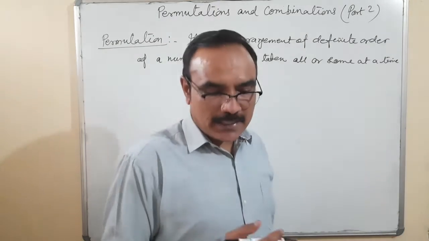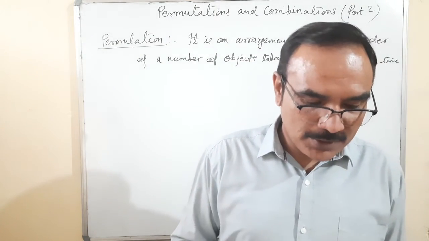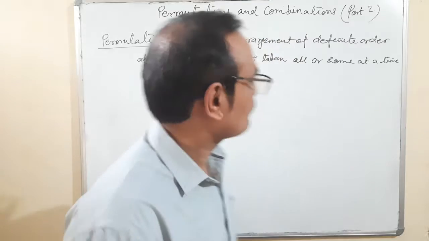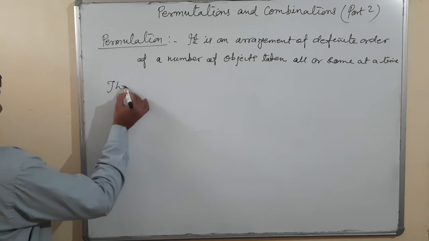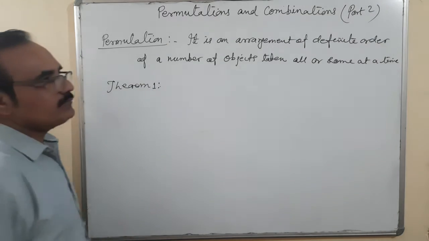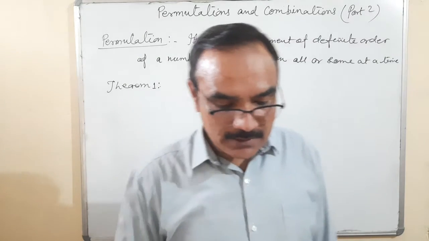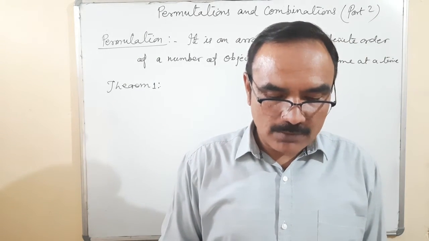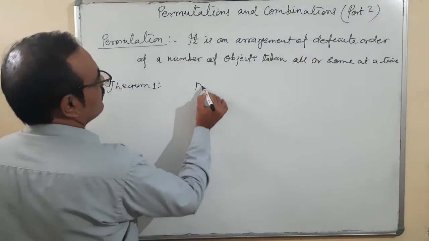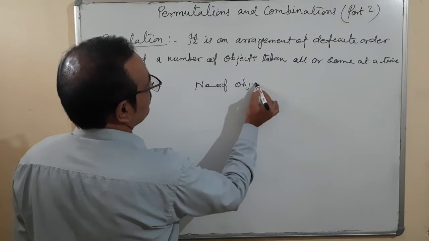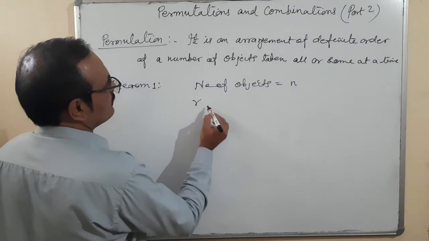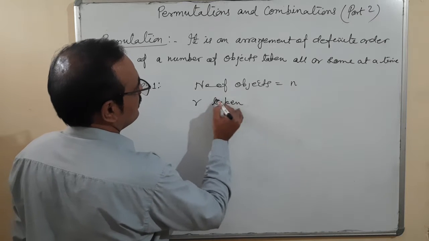For understanding it, one theorem is there. So we are discussing that theorem. Theorem number one is one very special theorem. Theorem 1: the statement of theorem 1 says the number of permutations of n different objects, the total number of objects being n, taken r at a time.